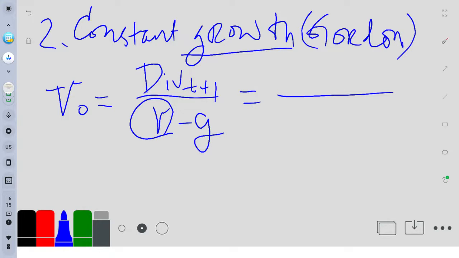And g is the growth rate. And if you know the constant growth rate... How do we find the constant growth rate? We know already. We know the geometric average, right?